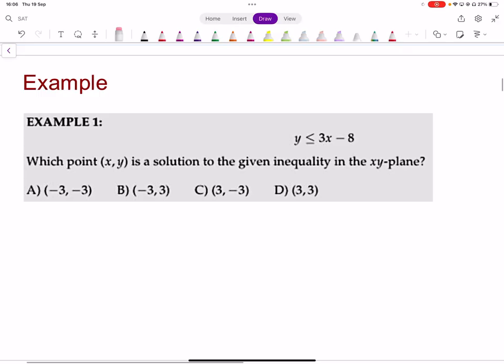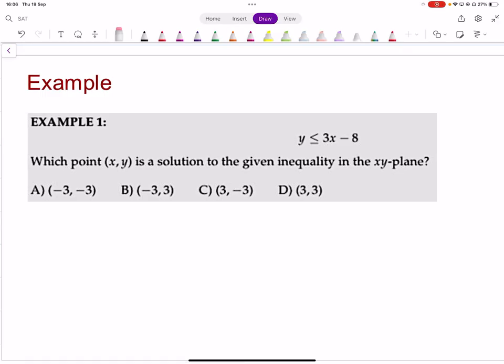Now, let's have a look at this example. Let's say you have this inequality, and they ask which of these points is a solution to this inequality. How do you approach this? Y is less than or equal to 3x minus 8. Which of these points is going to satisfy this inequality? One idea is to just input those points and see which one satisfies. That's probably the quickest way of doing this.